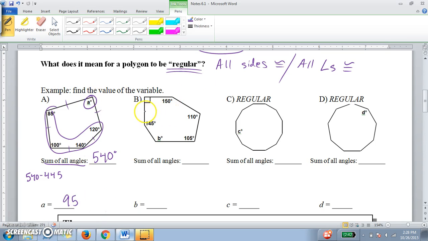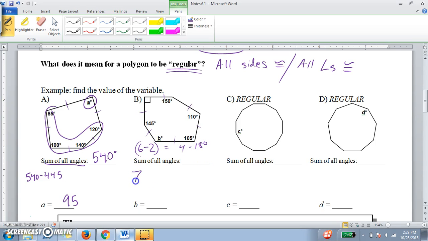Same thing for the next one. We've got to count the sides. 1, 2, 3, 4, 5, 6. A six-sided shape. So we take the number of sides, subtract 2 from it, which is 4, and then we multiply that number by 180. We already got this one up above again.